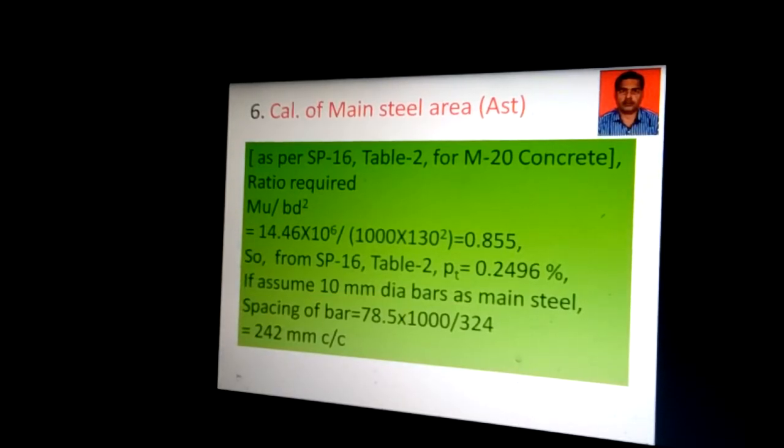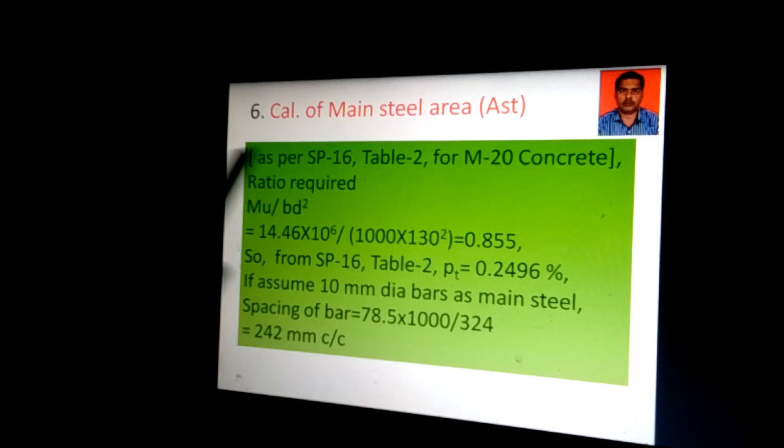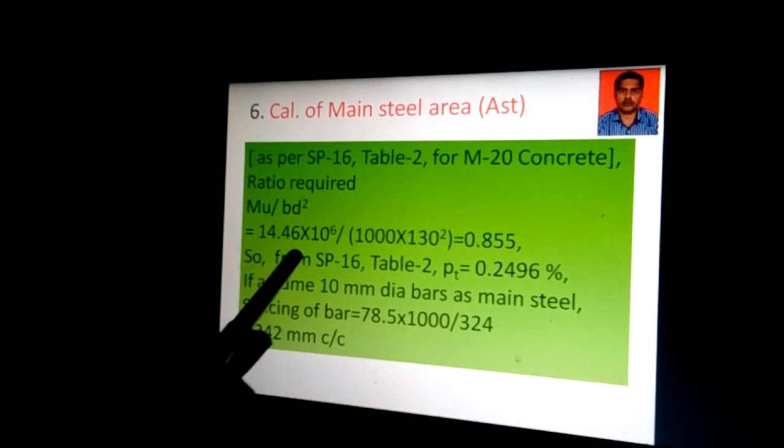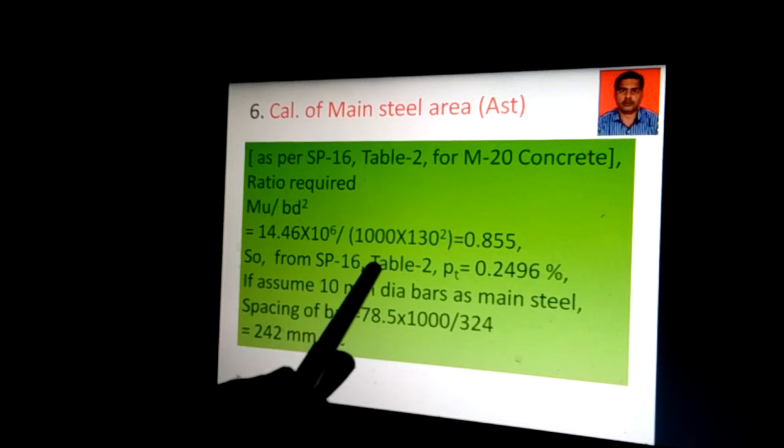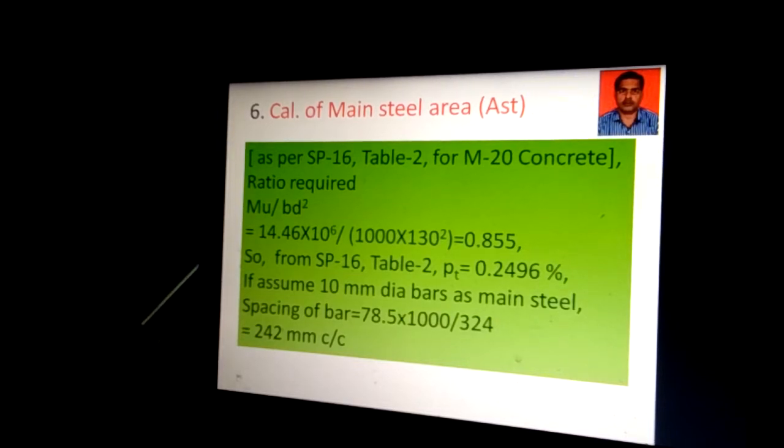Calculation of the main steel area, that is Ast. As per SP16 table 2, for M20 concrete grade we need to calculate the ratio Mu by b d square. So Mu we know, 14.46 into 10^6, divided by b 1000 and d 130 square. This way we get 0.855 as Mu by b d square. Now from this SP16 table we get the percentage of steel, pt, equal to 0.2496%.